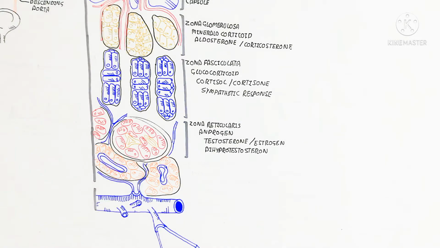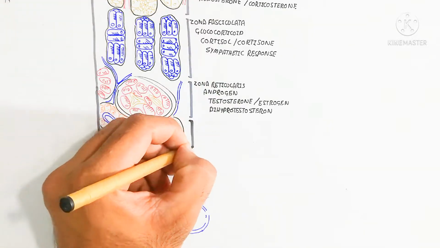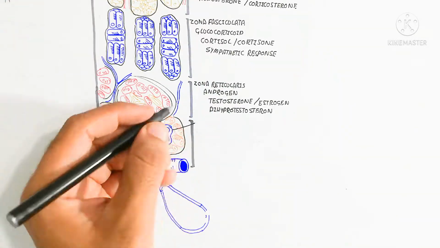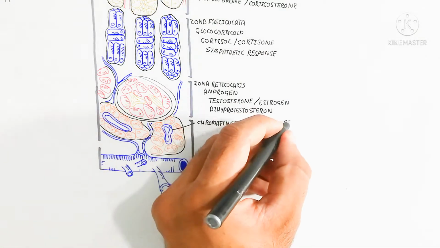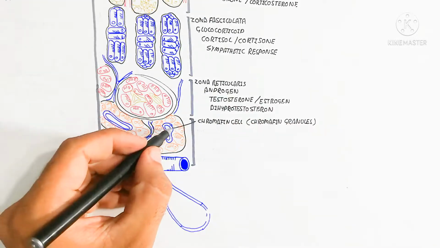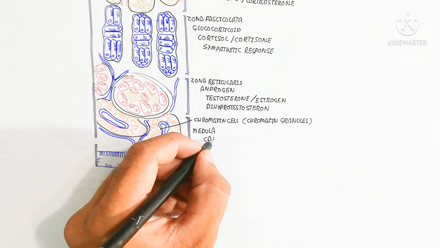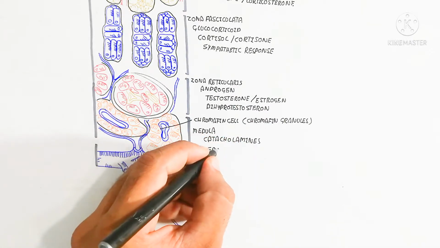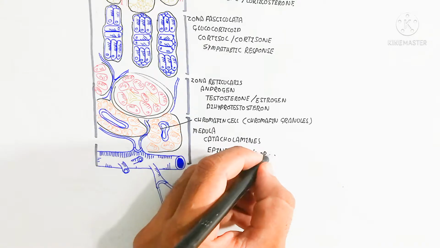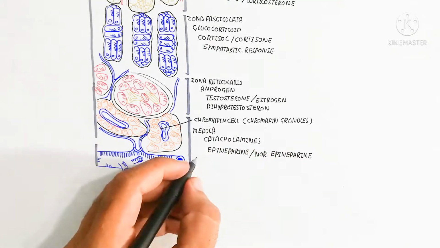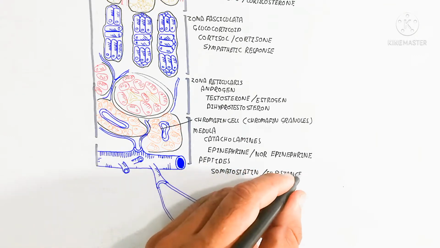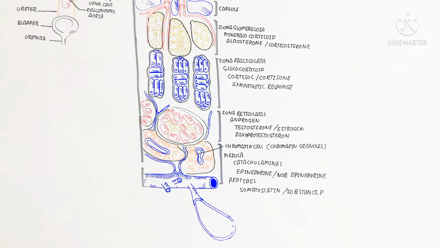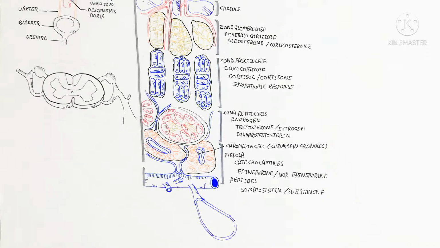On the other hand, the zona reticularis is the inner layer, and the innermost layer is known as the medulla. The medulla produces catecholamines. These catecholamines are basically epinephrine and norepinephrine, which are used for vasodilation and vasoconstriction. It also produces peptides, somatostatin and substance P, which lead to inhibition of pain during the sympathetic nervous system response. I hope you understand the cross section of the adrenal gland, which is made up of the medulla and cortex. The inner side is known as the medulla.